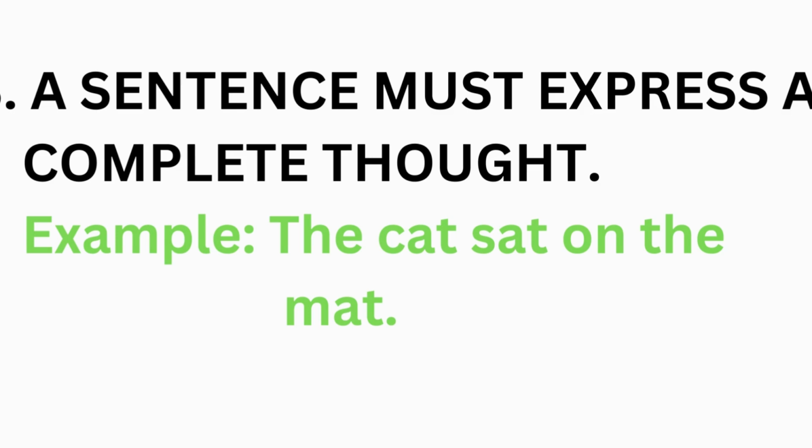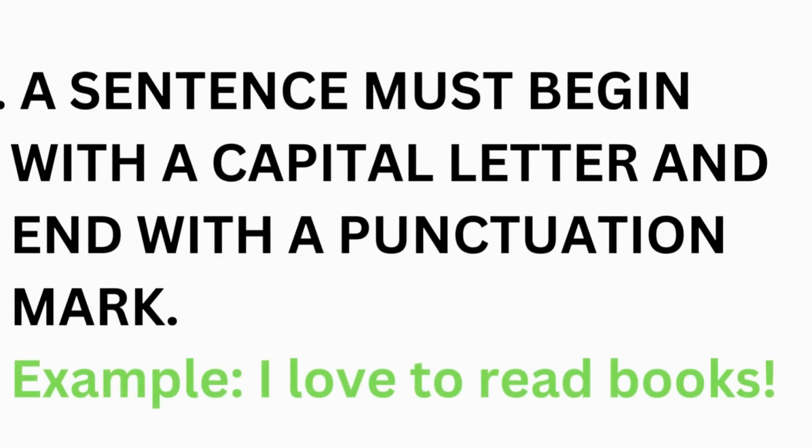The cat is a noun phrase. The cat sat on the mat is a sentence. A sentence expresses a complete thought. Okay? This brings us to rule number 4.